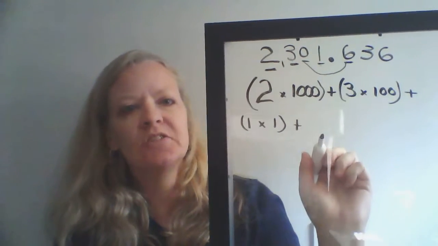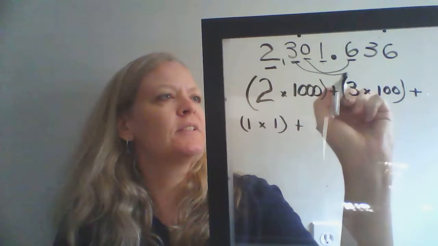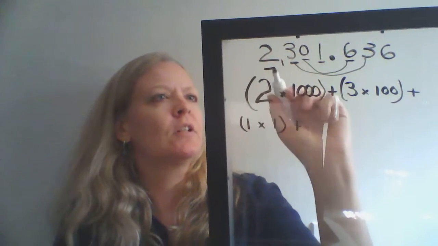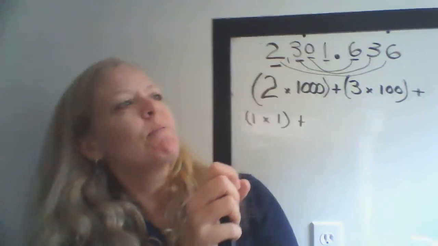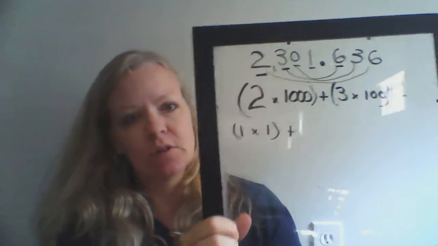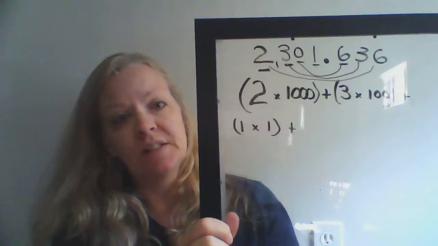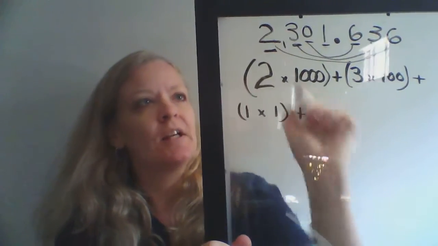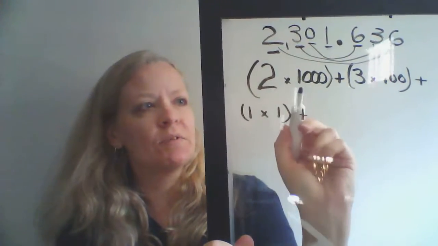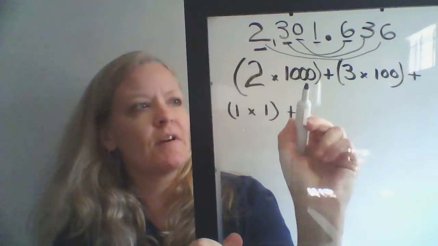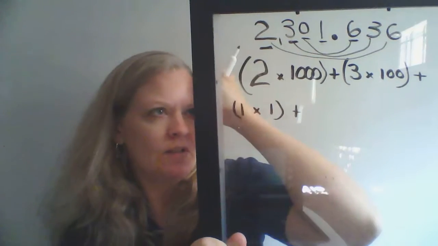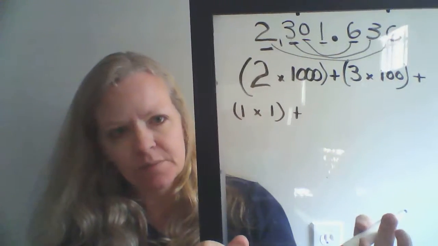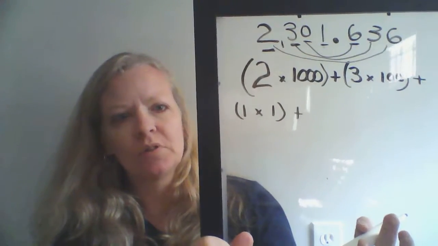So tens, tenths, hundreds, hundredths, thousands, thousandths. So what happens as I go to the right of the decimal? The numbers decrease. And how do they decrease? Each step of the way, do you see what's happening with the zeros? This is 1,000, then 100. I have one less 0, correct? So that's a factor of 10. This is a base 10 number system.